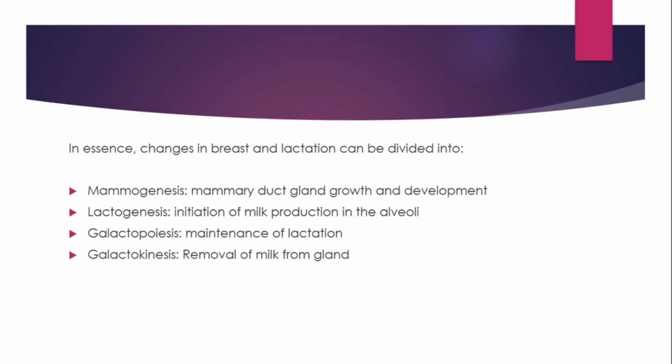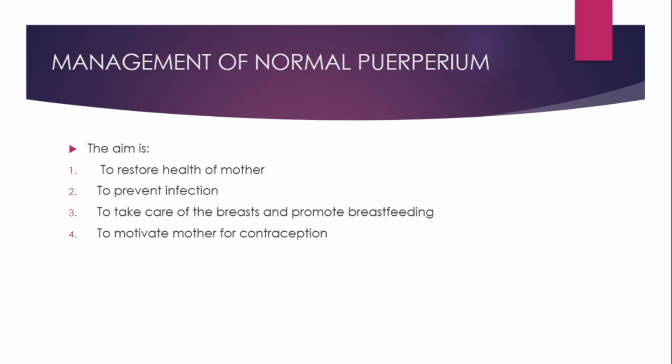So in essence, changes in breast and lactation can be divided into mammogenesis, which is growth of the mammary gland duct and development. Then lactogenesis, that is initiation of milk production within the alveoli. Then galactopoiesis, that's maintenance of lactation. And of course, removal of milk from the gland is galactokinesis.